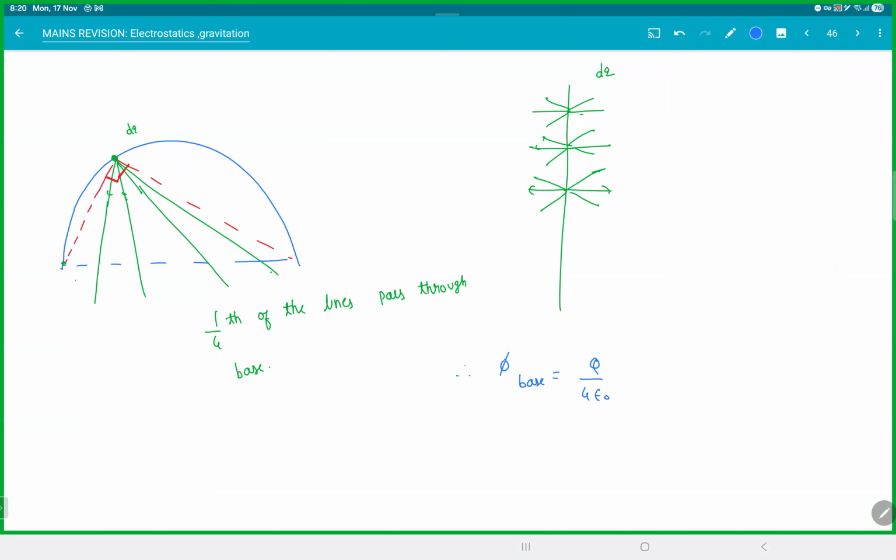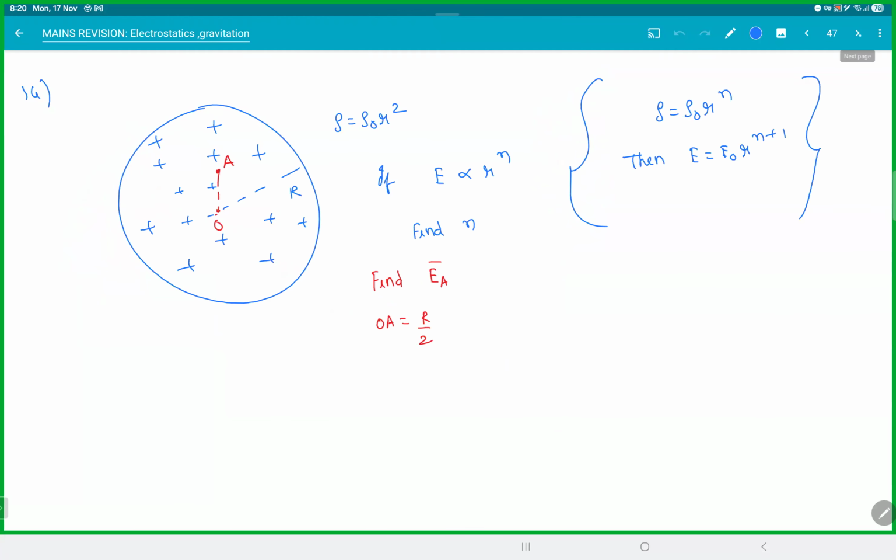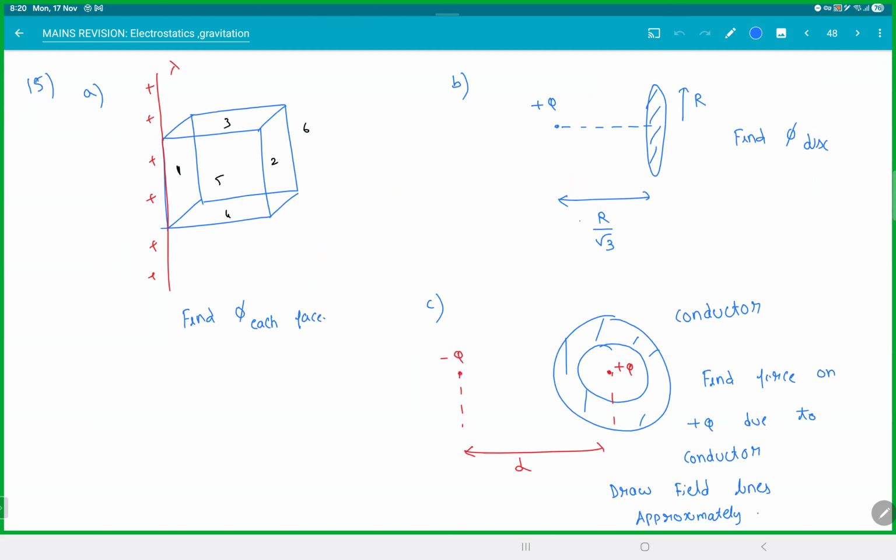Clear with that? Making sense? Because it's infinite. If it were finite, you couldn't have done that. This one, you can do. We have done one question before, you know how to do that. Take an element, integrate, and get this done. So I'll not do that. Let's get to the next thing.